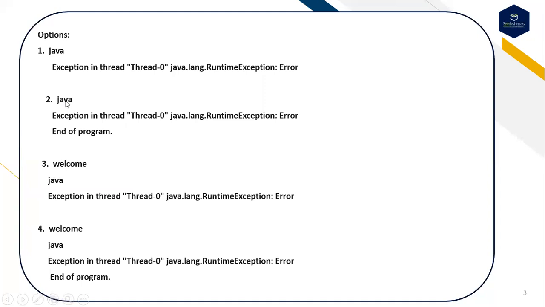This is the second option: Java followed by the RuntimeException, followed by the message called error, and end of the program. The next one is welcome and Java, followed by exception in thread java.lang.RuntimeException followed by the message called error. And this is the fourth one: welcome, Java, then followed by the exception message, then followed by the end of the program. So I will execute this code.